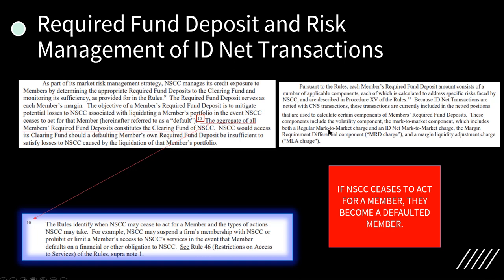Pursuant to the rules, each member's required fund deposit amount consists of a number of applicable components, each of which is calculated to address specific risks faced by NSCC and are described in Procedure XV of the rules. Because ID net transactions are netted with CNS transactions, these transactions are currently included in the netted positions that are used to calculate certain components of the member's fund deposit. These components include the volatility component, the mark-to-market component, and the MRD charge. Now, those are what's currently included in the fund deposit, right?